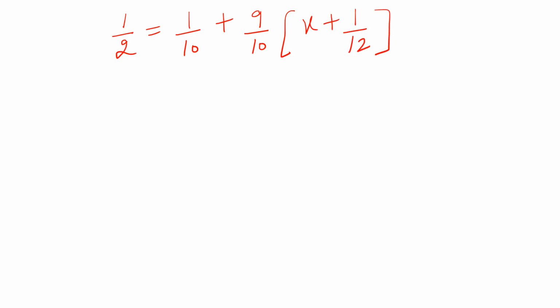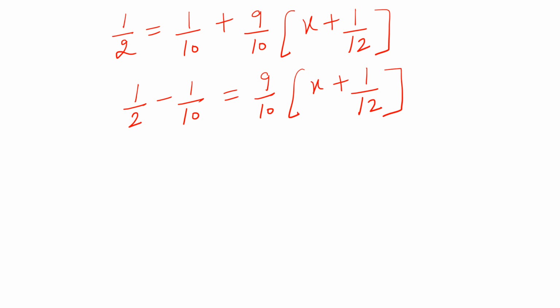Now students, the equation becomes 1 upon 2 equal to 1 upon 10 plus 9 upon 10 into inside the bracket X plus 1 upon 12. This can further be written as 1 upon 2 minus 1 upon 10 equal to 9 upon 10 into inside the bracket X plus 1 upon 12. And now it becomes 4 upon 10 equal to 9 upon 10 into inside the bracket X plus 1 upon 12.